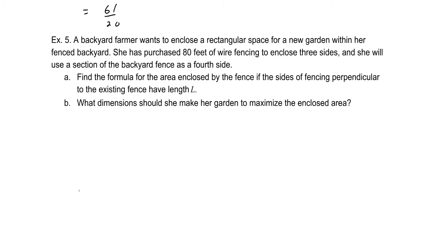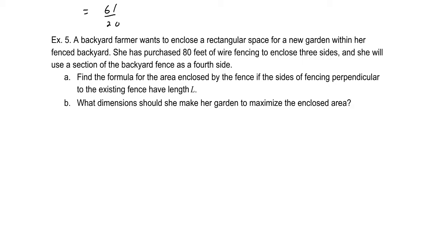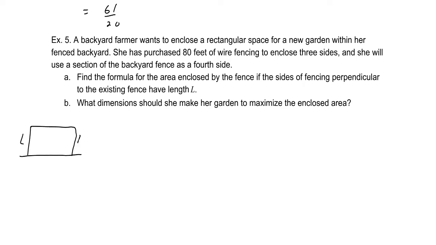To begin with, let's draw a picture. Okay, we need to make sure we have a good idea of what this looks like. Having a good idea of what this looks like will give us some insight. So we've already got existing fencing. All right. Now the sides that are perpendicular have length L. So that is L on the left and L on the right. And we'll just go ahead and call this 3rd side W.